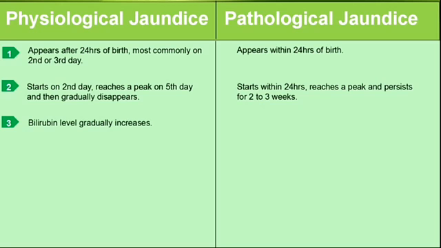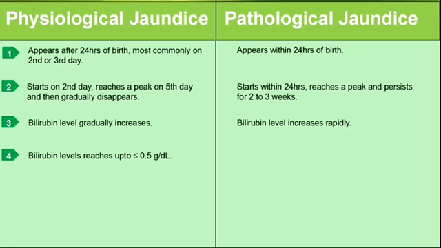In physiological jaundice, bilirubin level gradually increases, that means in a slow way. Here in pathological jaundice, bilirubin level increases rapidly. Here in physiological jaundice, bilirubin levels reaches up to less than or equal to 0.5 grams per deciliter, whereas in pathological jaundice, bilirubin levels reaches up to greater than or equal to 0.5 grams per deciliter.